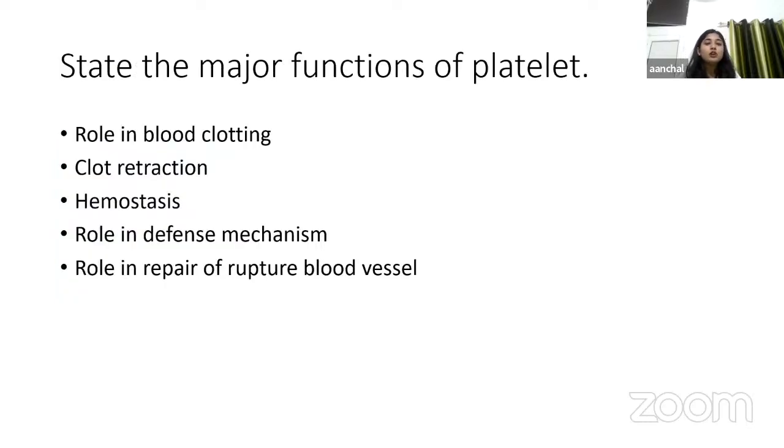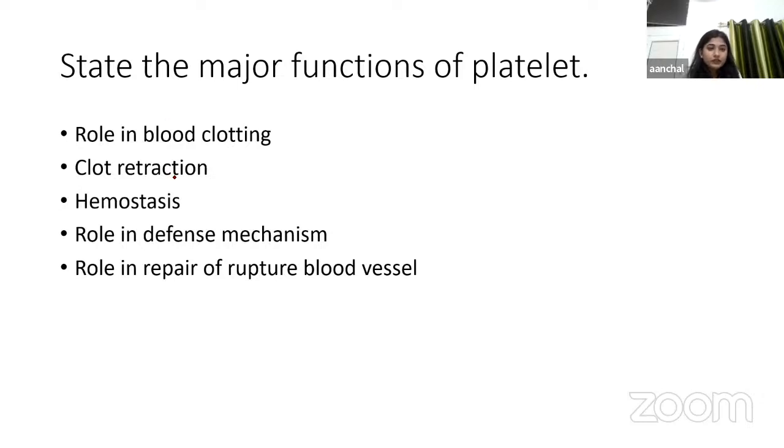So till now, a very important function of platelets we have already covered, and that was the role in hemostasis, right? So what is hemostasis? Hemostasis is the spontaneous arrest of bleeding, right? Now we're going to learn about another major function of platelets.